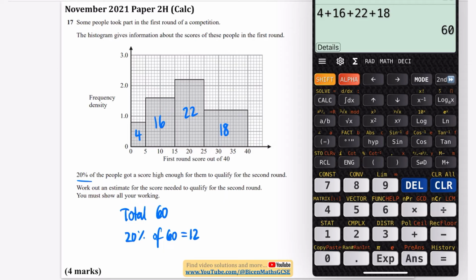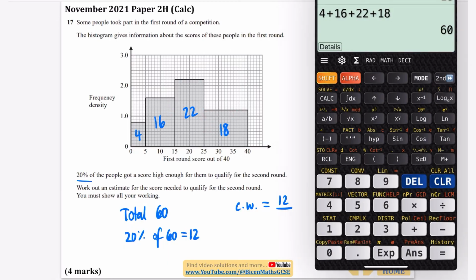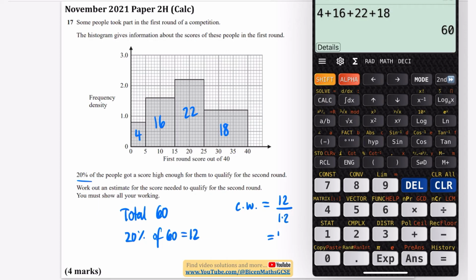So actually you can see where it's going to be, because 12 related to 18 is going to be 2/3 of that. So we're going to want it here. If you can't quite spot that, we're going to try and find out what the class width is going to be. The class width will be the area, which is 12, divided by the frequency density, which for this last bar is 1.2. And 12 divided by 1.2 is 10.